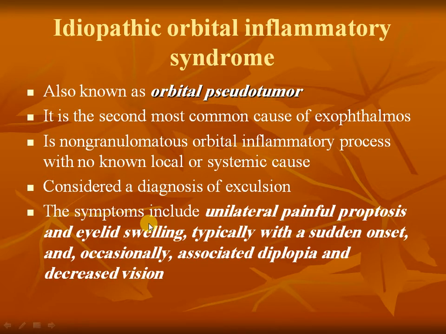Now, idiopathic orbital inflammatory syndrome, which can also be called orbital pseudotumor. It is the second most common cause of exophthalmos. It is a non-granulomatous orbital inflammatory process, meaning it's not TB. There is no known local or systemic cause, and it's a diagnosis of exclusion. After we exclude everything, then what remains is the orbital pseudotumor. The symptoms include unilateral painful proptosis and eyelid swelling, typically with a sudden onset, occasionally associated with diplopia and decreased vision.